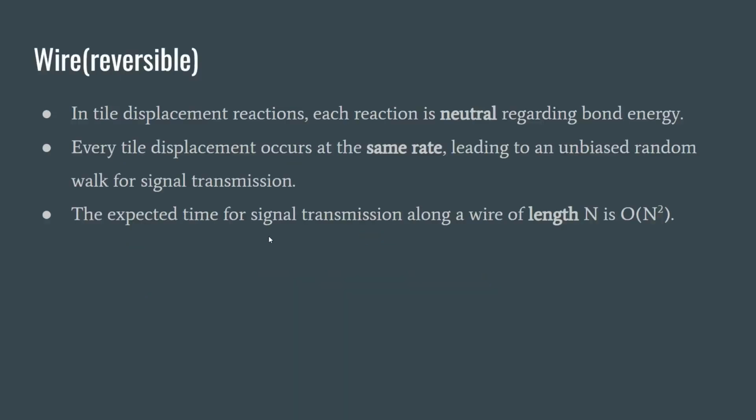Next we will look at some simulations. So the first simulation is the wire. Each reaction in tile displacement is neutral regarding bond energy, and the tile displacement rate is more or less the same, and the expected time that has been calculated for signal transmission for a wire of length n is n squared.